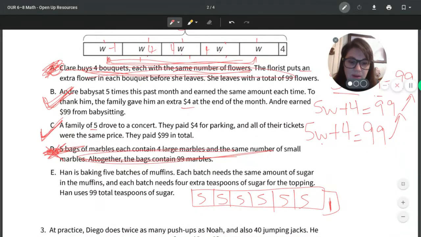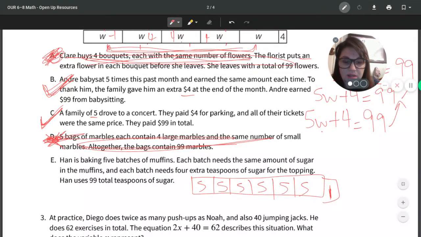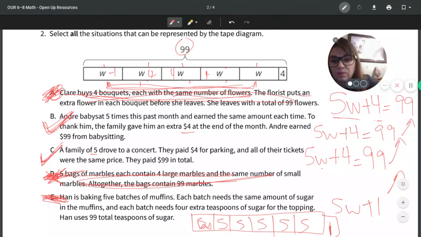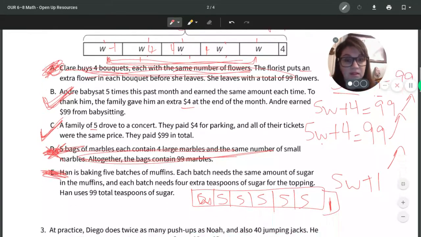This already doesn't match up, because if we were to turn this variable into W's, we would have 5W plus 1. And 5W plus 1 is not the same as what we have up there. So for this situation, E also does not work. So your solution to this one, the scenarios that actually match, are going to be B and C. So B and C are possible solutions or situations that are represented by this tape diagram. They didn't leave a lot of room to write that one.